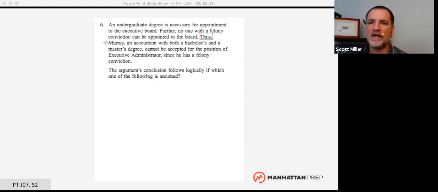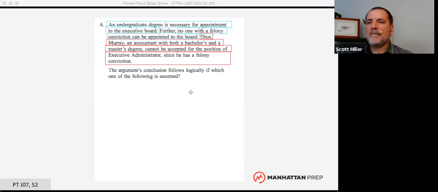So thus is a word that indicates a conclusion. So that's telling me that the rest of this is probably my conclusion. Okay. And then what came before are my premises. What are the premises? The premises are that an undergraduate degree is necessary for appointment to the executive board, and no one with a felony conviction can be appointed to the board.